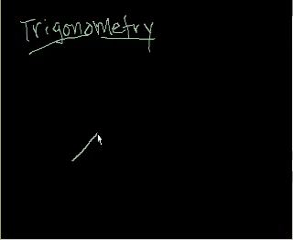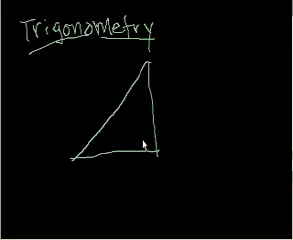So it's a triangle, and it's a right triangle. And just for simplicity, let's say that this side is 3, this side is 4, and then the hypotenuse is 5. So the trig functions tell you that for any angle, it tells you what the ratios of the sides of the triangle are relative to that angle.